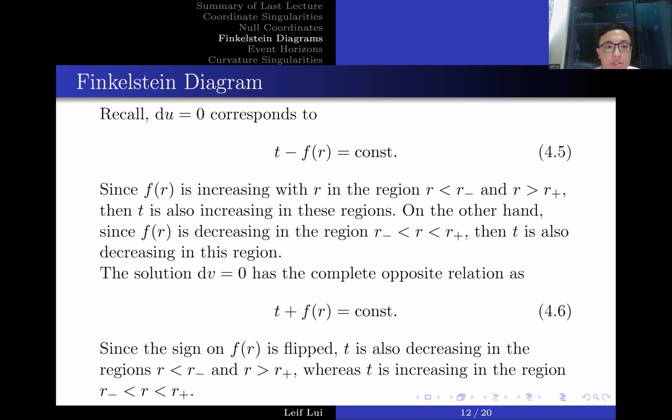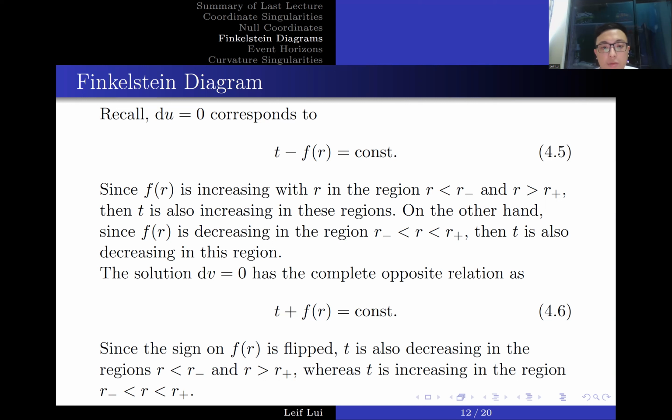On the other hand, since f is decreasing in the region r minus, it is decreasing in the region between r minus and r plus, then t is also decreasing in this region. On the other hand, the solution dv equals 0 corresponds to the completely opposite relation, since there is an opposite sign on the f of r. So if we move it to this side, we have minus f of r, and the sign is flipped.